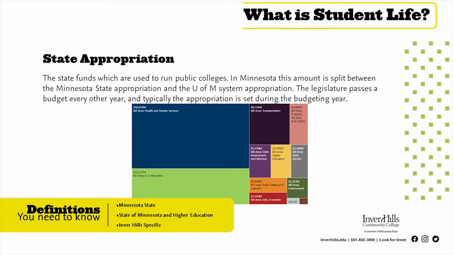In recent years, it's switched from being an even 1-to-1 split, I think more because MnSCU does educate so many more students than the U of M system. But it is usually fairly close to a 50-50 split between the two systems. Once that is sent to the system office, the state appropriation is then distributed to different campuses, right? Each campus gets a portion of the state appropriation based on a lot of different factors.